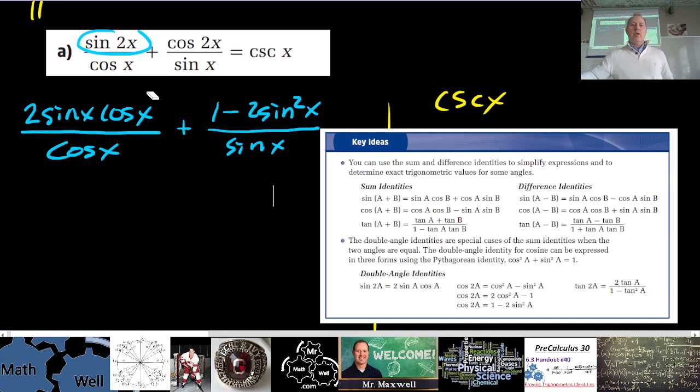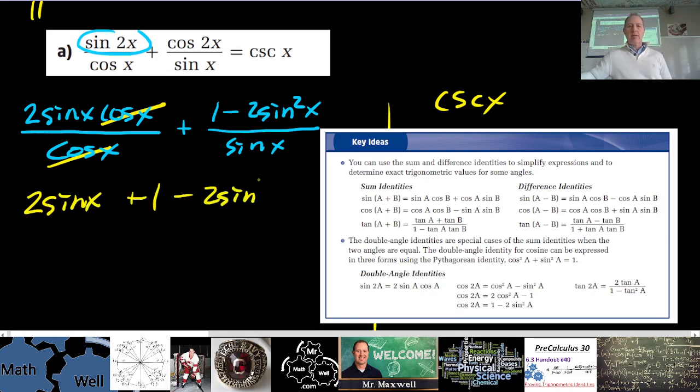All right. So I'm going to get rid of the cos here. So that cos is going to go bye-bye. Cos and cos is gone. Anything else I can do? Well, let's rewrite and see what happens. So 2 sine x plus 1 minus 2 sine squared x. Now, we don't have a common denominator here anymore, do we? Okay, so I have to write this here.